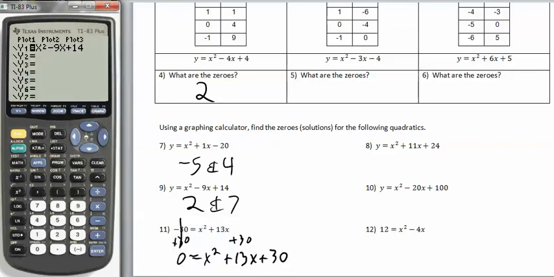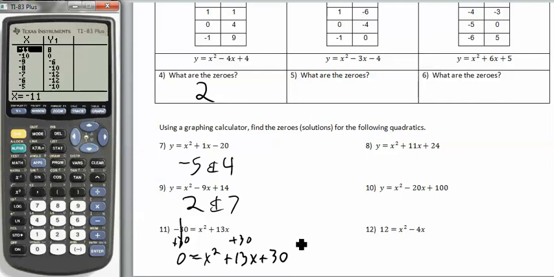So we type that into our calculator. X squared plus 13x plus 30. And we graph it. It looks like it's negative 3, 4, 5, 6, 7, 8, 9, 10. Negative 3 and negative 10. Let's look at our table and see if that's exactly right. So we're looking for negative 3, y is 0, and negative 10, y is 0. So my answers are negative 10 and negative 3.